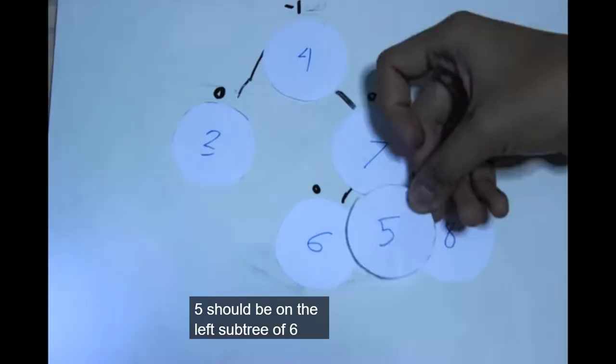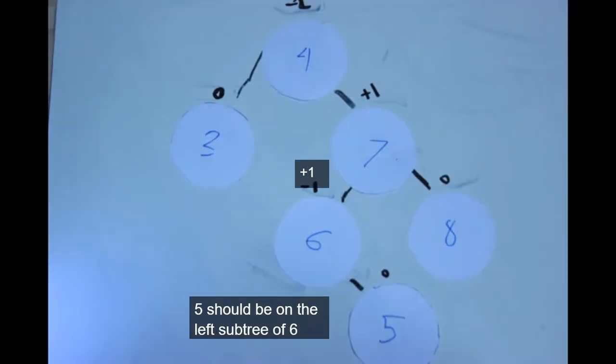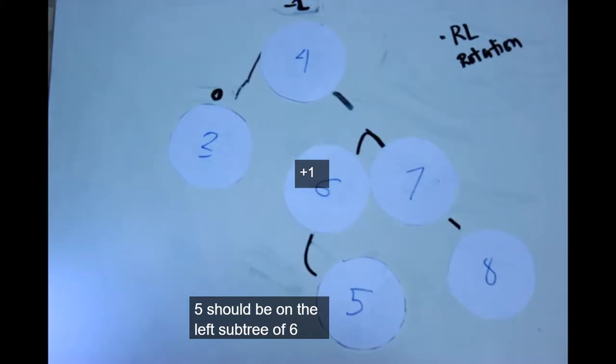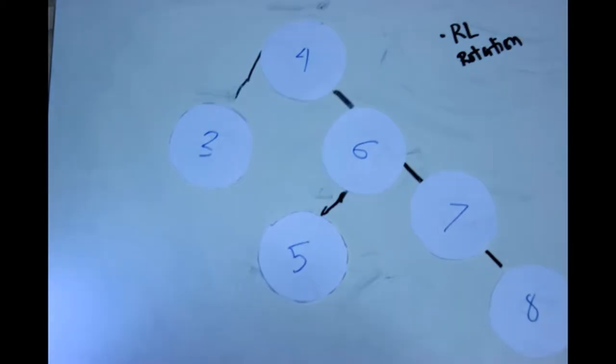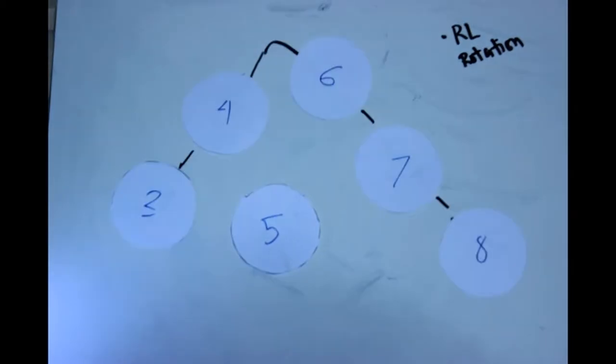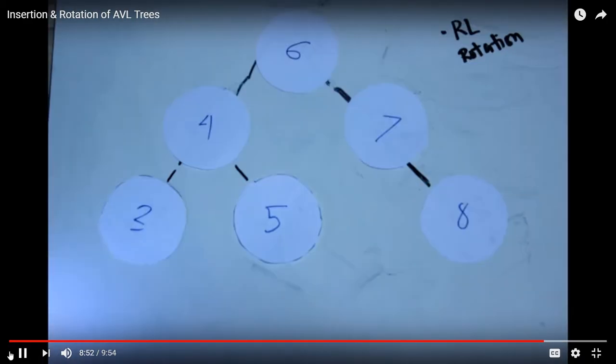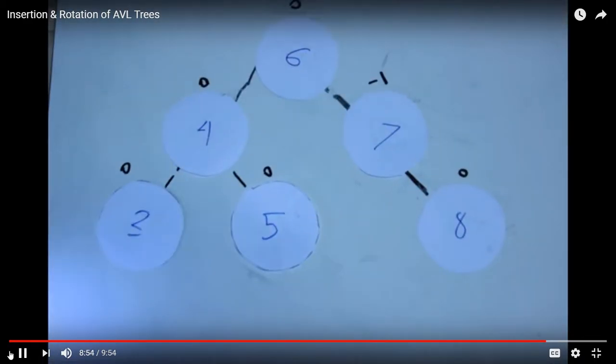After inserting 5, the balance factor of 4 becomes -2, and the balance factor of 7 is +1, so we use right-left rotation. Just like from our example, notice how 5 breaks off from 6 and attaches to 4. And again, the tree is now balanced. Yay!